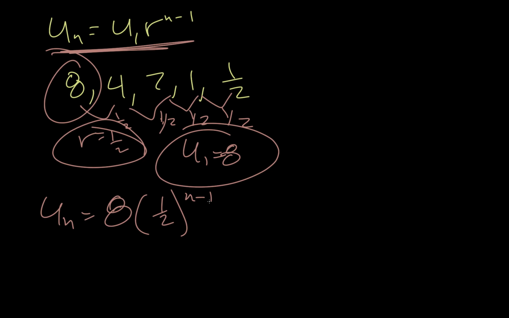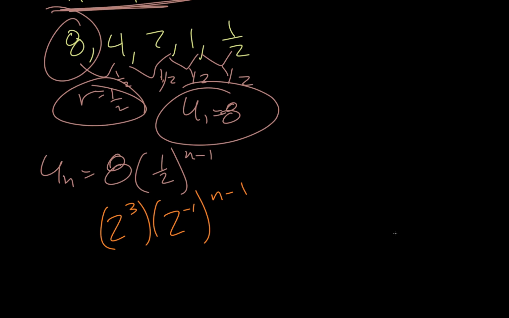Now your book takes it a little bit further, so I'll just show you what they're doing. I don't think we need to take it past this, to be honest, but they think of 8 as a power of 2, so they think of it like that. And then they think of 1/2 as a power of 2, so they think of it like that. And then they use some exponent rules. First we use this exponent rule where we multiply those two together, so we get 2 to the negative n plus 1. And then we still have 2 to the 3. And then we're supposed to add these exponents.